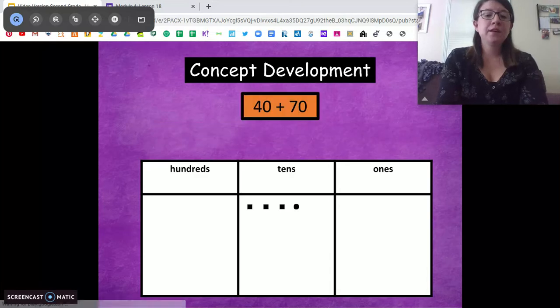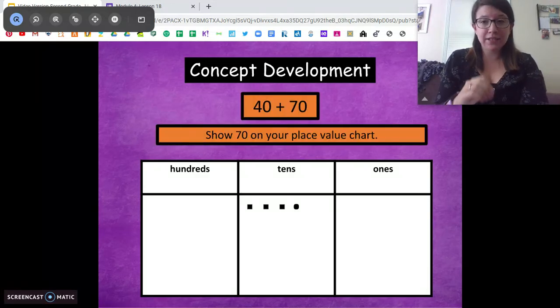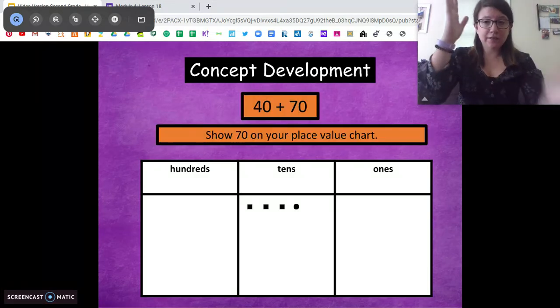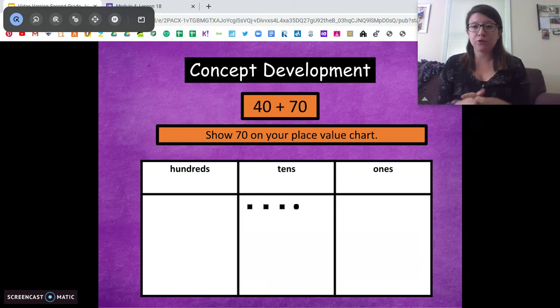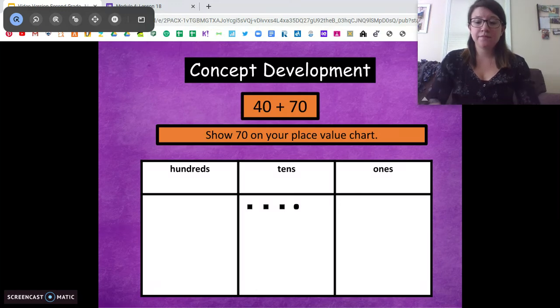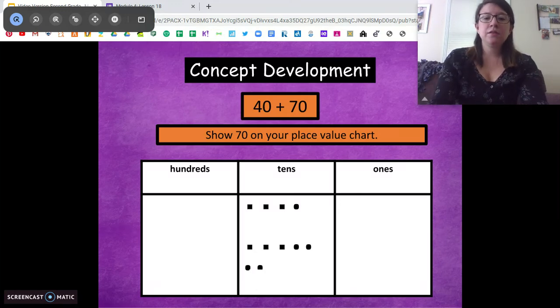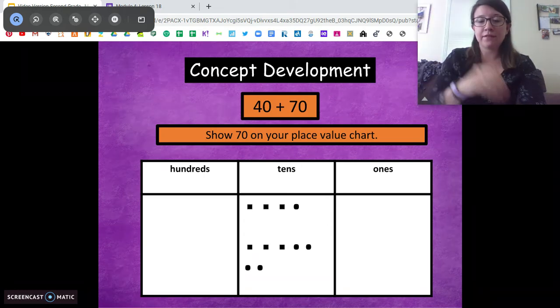Leave that there. Now, add 70 to that. Okay? So don't take the 40 away. Just add 7 tens. Add 70 to your place value chart. Pause and do that now. Good. So it should look like this. So you should have 4 tens on the top, 7 tens on the bottom.